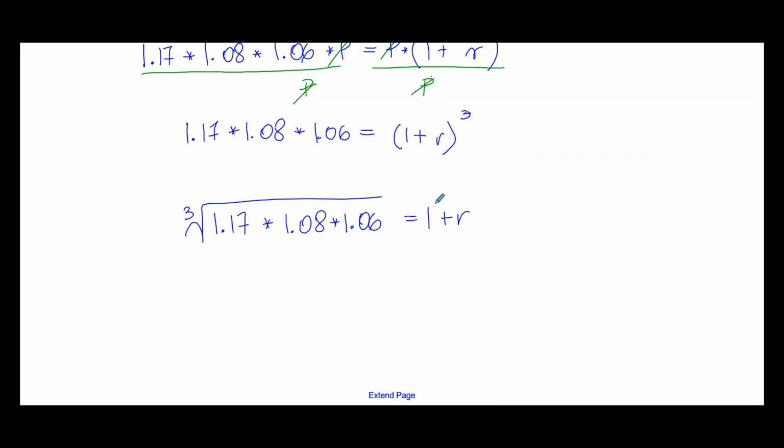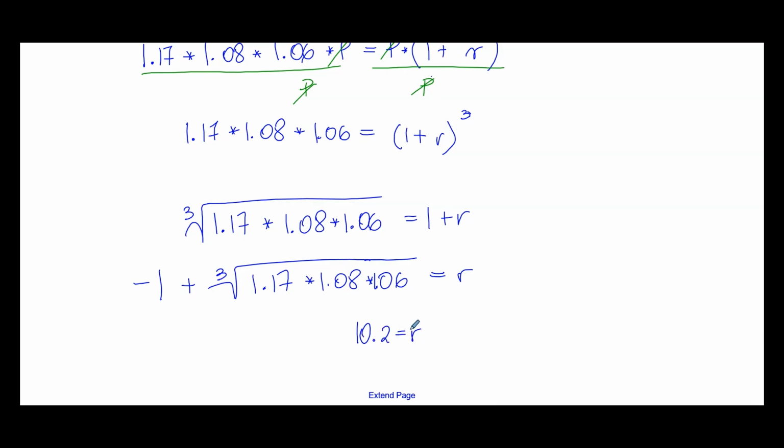And then the last thing to do is that the 1 has to go to the other side, therefore change the sign. So that way we have moved all our numbers to the other side. And now we are left with R. So we put that in our calculator, we press equal, and we get 0.102. That is the value of R here.